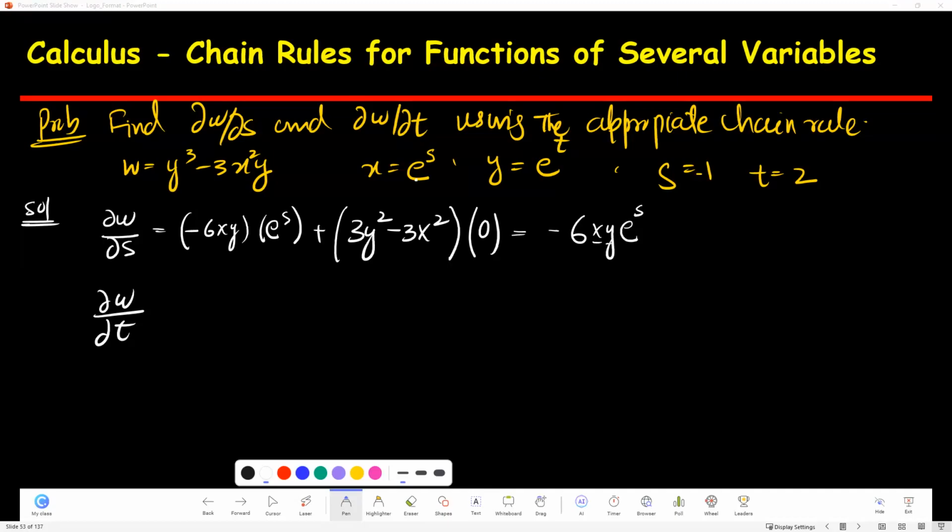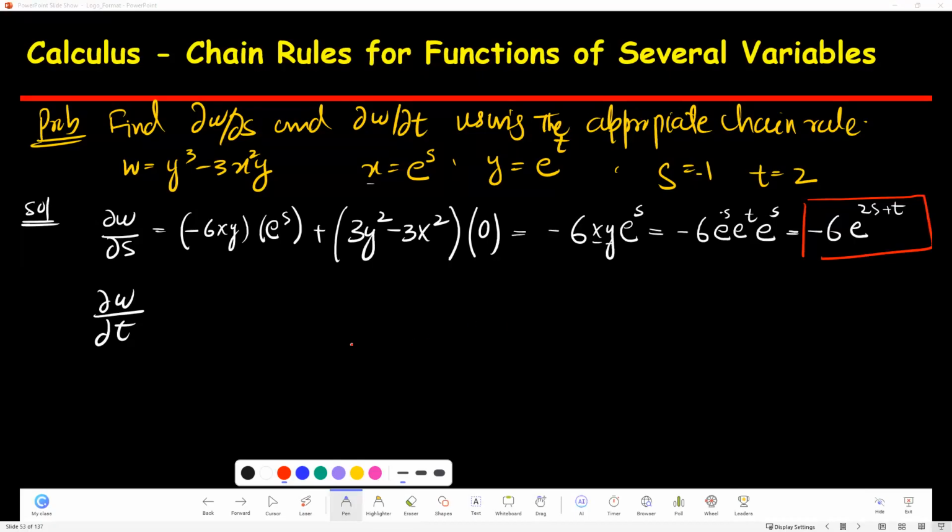Since I have an x and y given, I want to get rid of this x and y by substituting the values, so I'm going to write here. It's going to be minus 6 e to the power s, then e to the power t, then e to the power s. Since all the bases are the same, the powers can be added. This s and this s become 2s plus t. So I'm going to write here 2s plus t, and that is pretty much my answer for dw over ds.